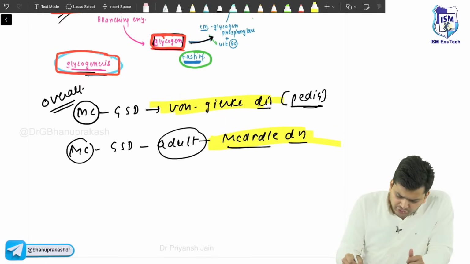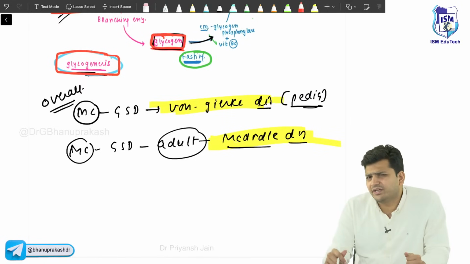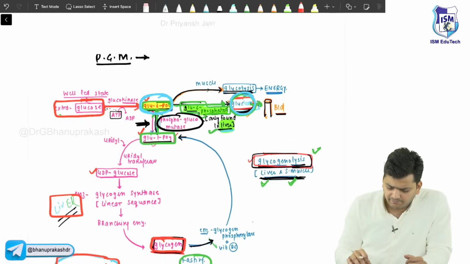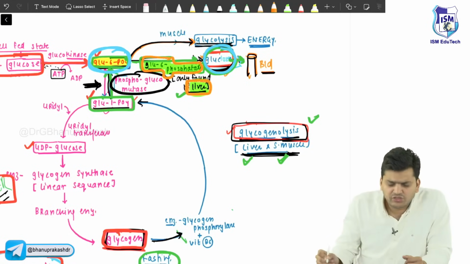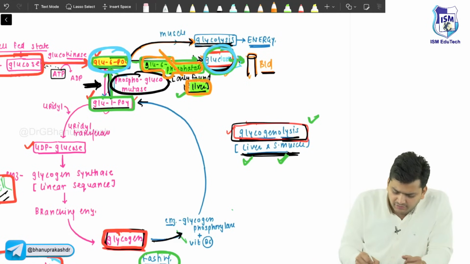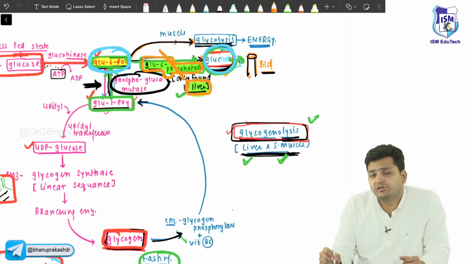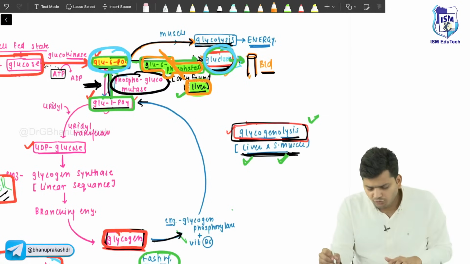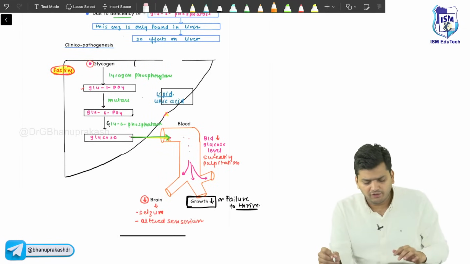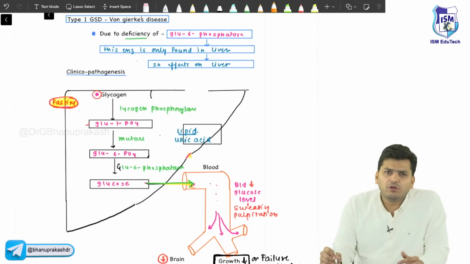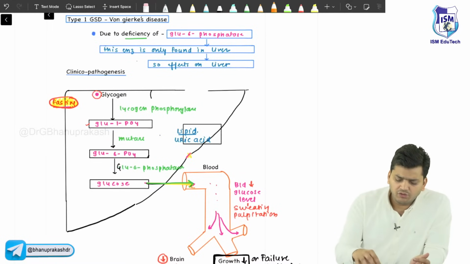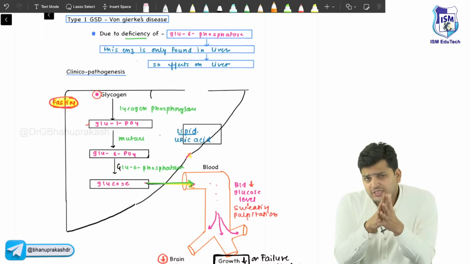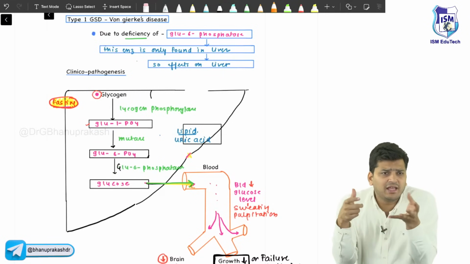Now, von Gierke is due to deficiency of the enzyme glucose 6 phosphatase. Let's understand a basic concept. Glucose 6 phosphatase is found in the liver, and here is the enzyme in the pathway. If this enzyme is not there, the glucose 6 phosphate will not convert into glucose. For example, there is a 3-year-old boy whose mother was working at a construction site as a laborer. The mother forgot to give the child a meal. The child was playing here and there and has not got the meal.